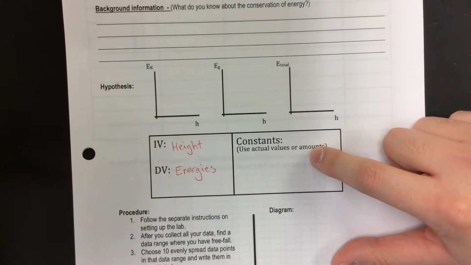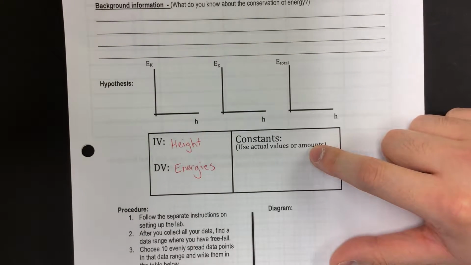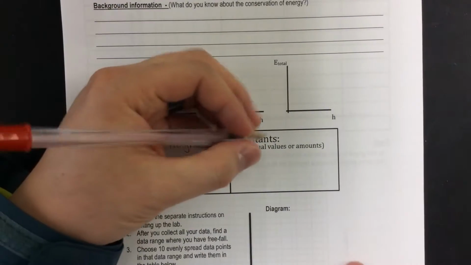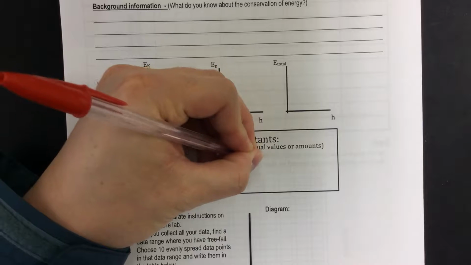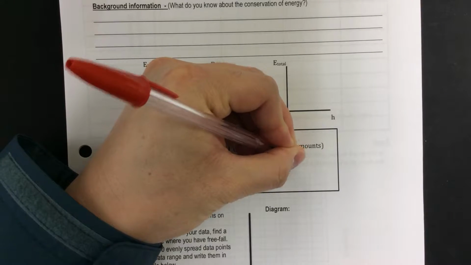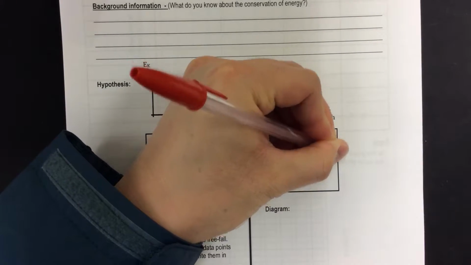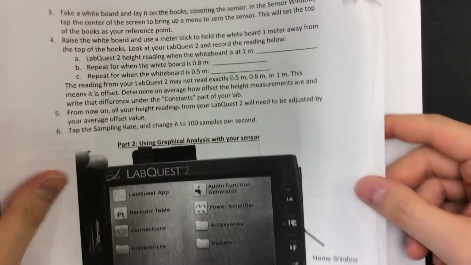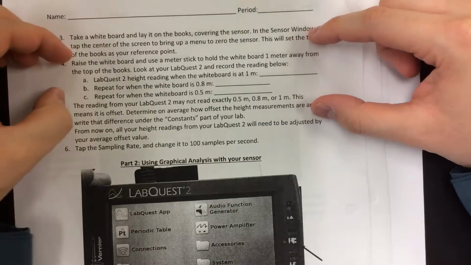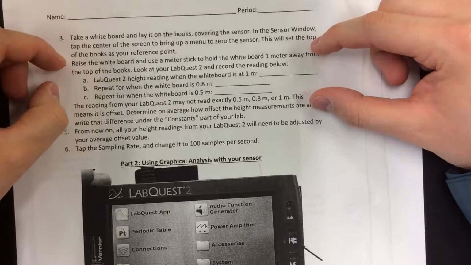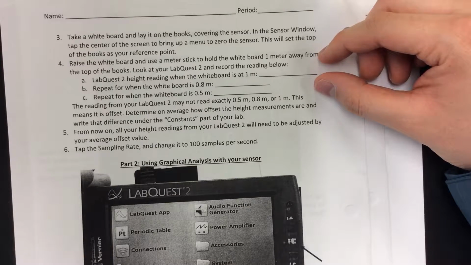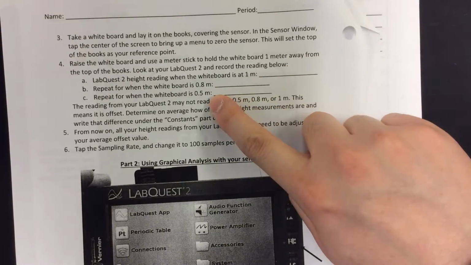So how about the constants? Things that you needed to make sure you had measured and written down. One of them is your motion detector offset. You need to make sure you had that written down. In the procedure, there was this part where you put the whiteboard a meter away from the books, then 0.8 meters away, and 0.5 meters. I told you to read and do the procedure carefully.